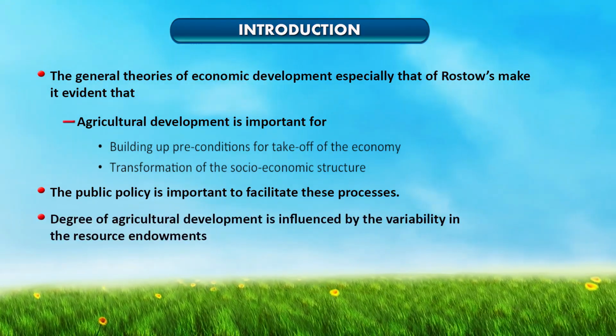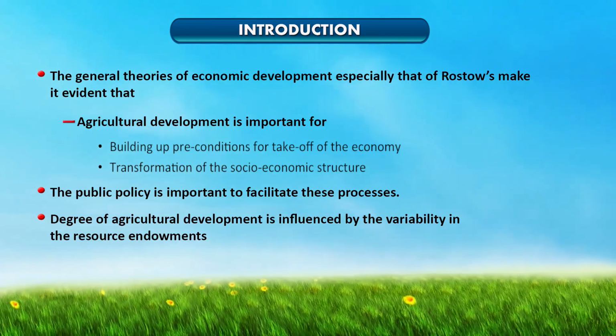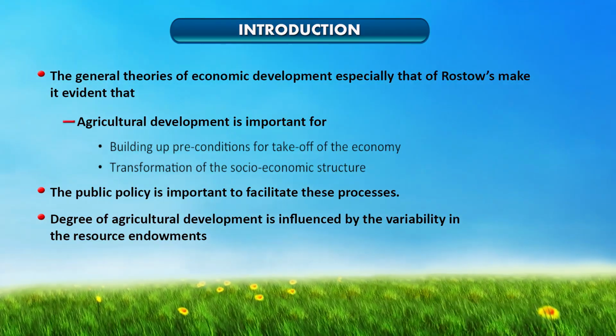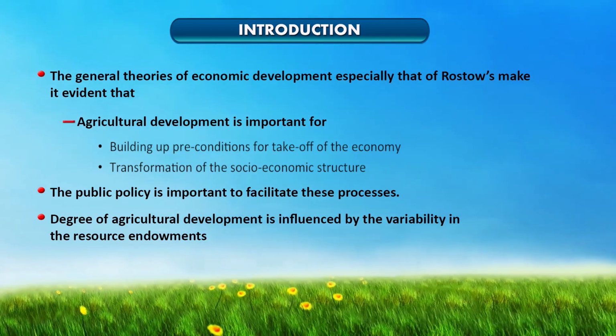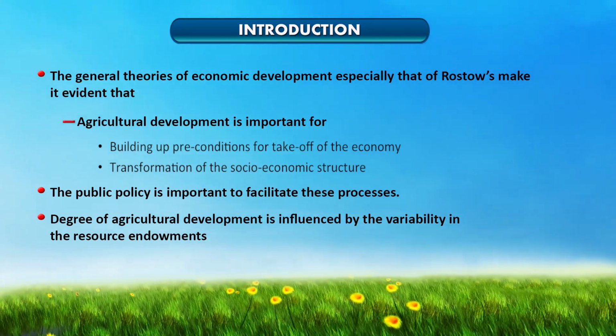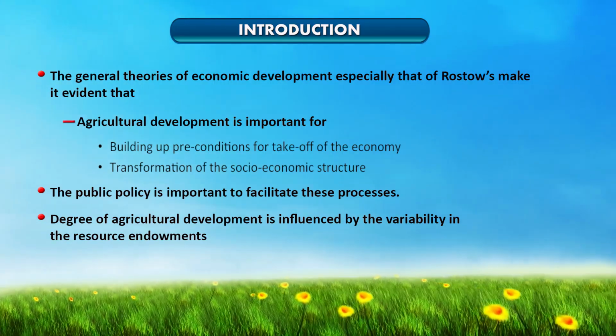The degree of agriculture development is influenced by the variability of resource endowment. So how many resources, in the form of land or labor or water and other factors, we have. All these affect the degree of agriculture development in a country. The learning objective of this session is that we will be able to explain the variation in the level of agriculture development as dictated by factor endowment. So how factor endowment dictates agriculture development in an economy.